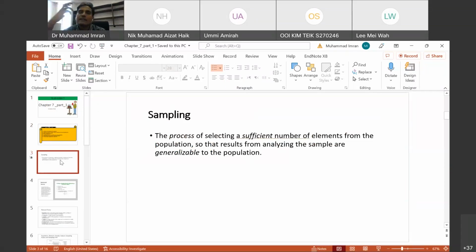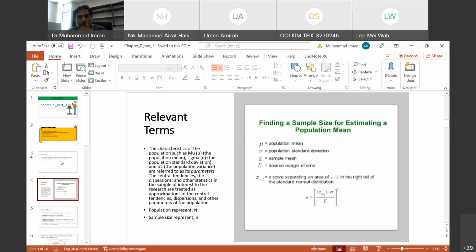Sometimes we also say the subset of the population. What is the population? We have to define the population first. Sampling is the process of selecting a sufficient number of elements from the population so that the results from analyzing the sample can be generalized to the population. In other words, the sample is a subset, a small part of the total population.